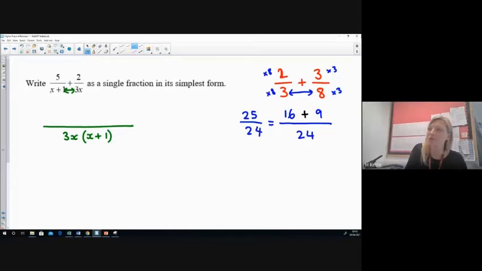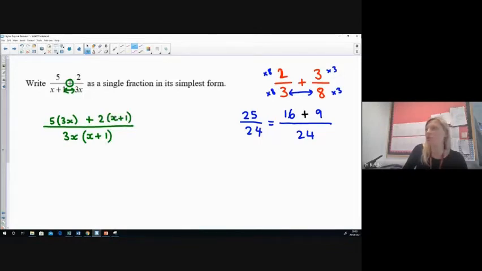I'm timesing these together. So what have I times the left-hand fraction by? Well, I've times the bottom by 3x, so I need to times the top by 3x. So that's 5 lots of 3x. I've times the bottom by 3x. I'm timesing the top by 3x. Add, because it's an add here. What have I times the right-hand fraction by? Well, I've times it by x add 1 on the bottom, so I need to times it by x add 1 on the top. So it's going to be 2 lots of x add 1.